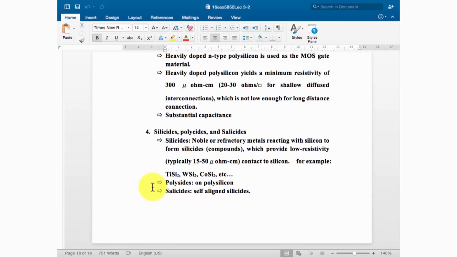The material is similar to silicides, except that the masking process is different from others. Most of the time we use photolithography, right, to define the area where we want to form silicides. But for self-aligned silicides, we use the polysilicon gate automatically as a masking material. Okay, so that's our idea. So that's the end of this chapter.